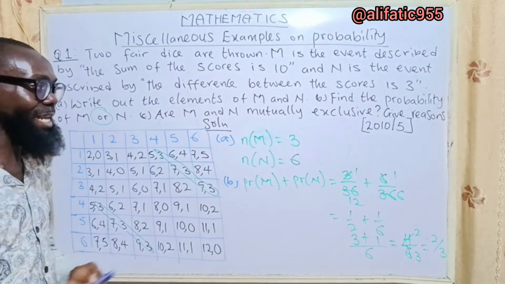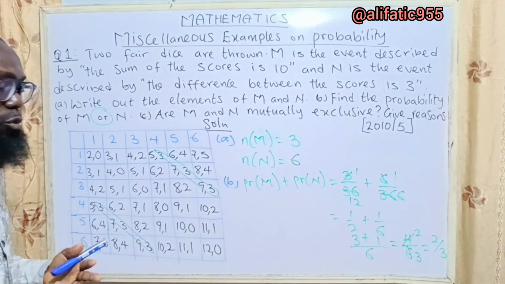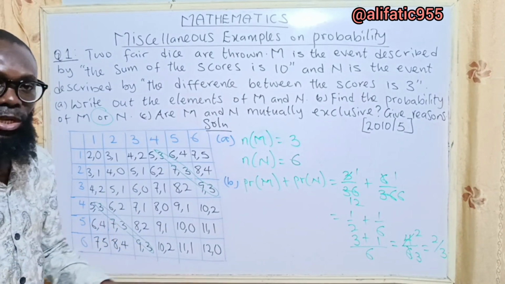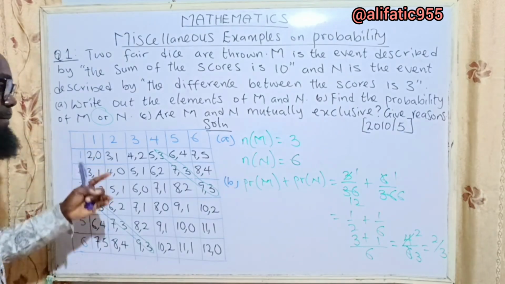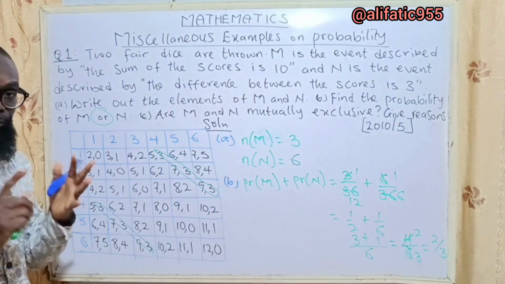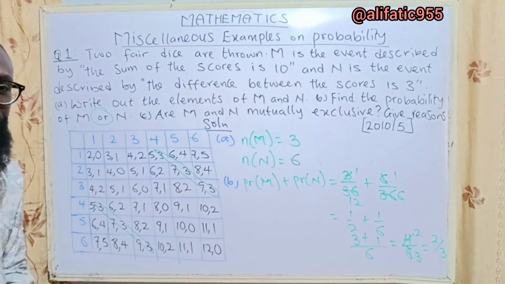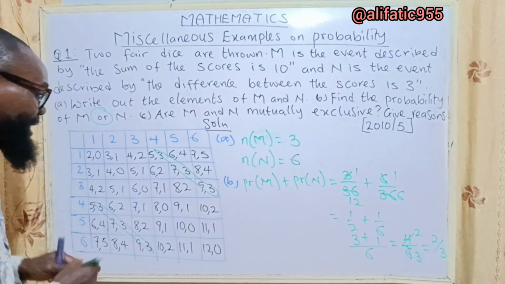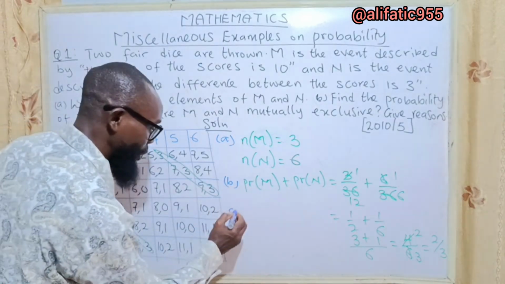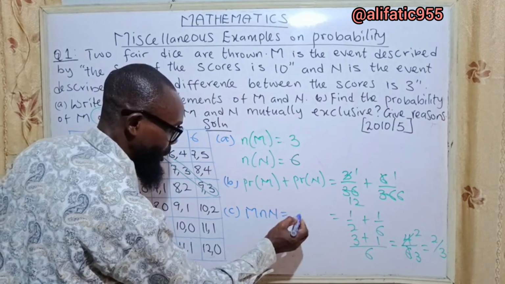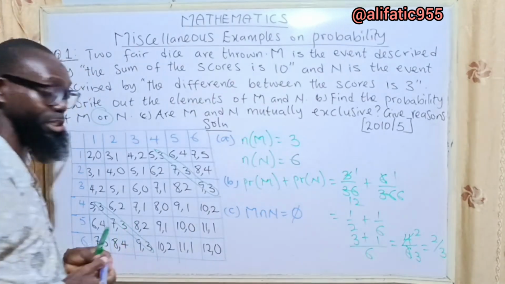The last aspect, question C. Are M and N mutually exclusive? We say yes. They are mutually exclusive. Meaning that the occurrence of M does not depend on the occurrence of N. That is the first reason. The second reason is that both of them do not have anything in common. Meaning they do not have any intersection. What I mean is when you have M intersection N, it's going to give us the empty set.